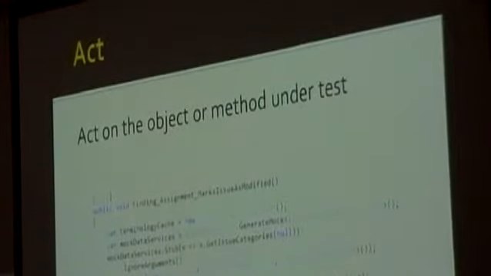Act. Act on the object that's under test. So we're just going to set the issue, and then set the finding property on that view model. That's what we're testing. We're testing assignment of that finding property.